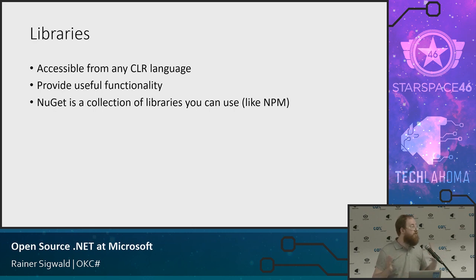So you can get useful functionality in any .NET language by tapping into other libraries that people have written in other languages. In the .NET ecosystem, NuGet is a package manager that allows you to find and use useful snippets of library code like that. If you're from JavaScript land, it's kind of like NPM.